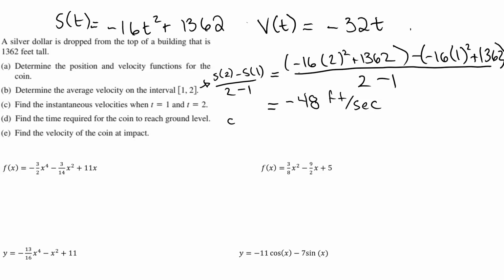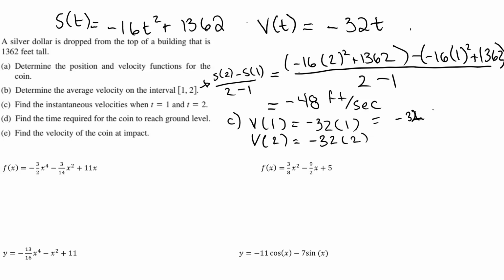All right, and then we're looking at our instantaneous velocities. So that means we're using our derivative of position equation that we found in A. So I've got negative 32 times 1 for my instantaneous at 1, and for my instantaneous at 2, I've got negative 32 times 2. So negative 32 feet per second, and negative 64 feet per second, respectively.